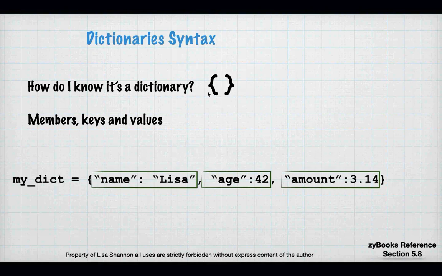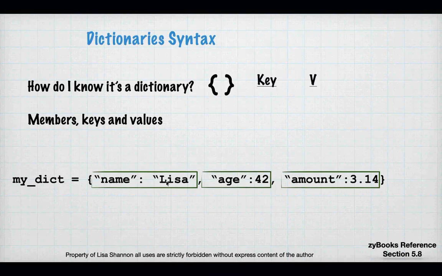And a dictionary has members, keys, and values, and specific syntax. So what is this specific syntax? Well, the syntax is, I have a variable on the left-hand side of a single equal sign. I have an open curly brace, then I have some string, integer, whatever I want, a colon, and then string, integer, float, object, whatever I want. That is a member. And inside a member is a key and a value. Key is always to the left, value is always to the right.